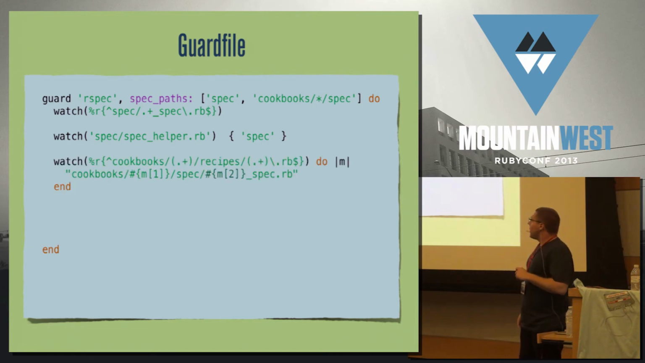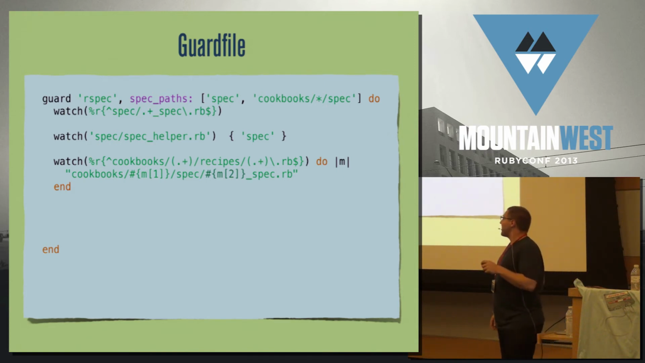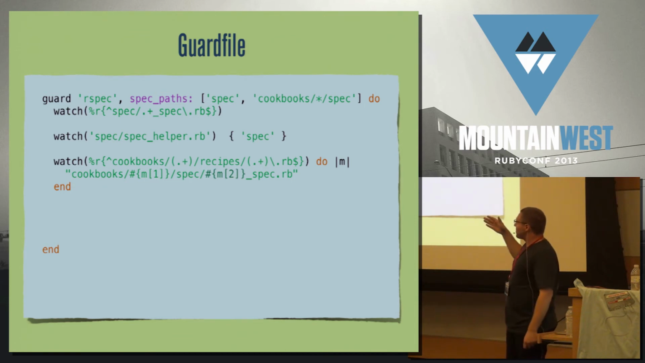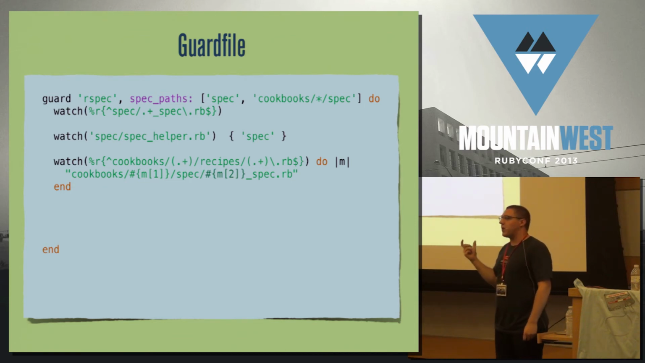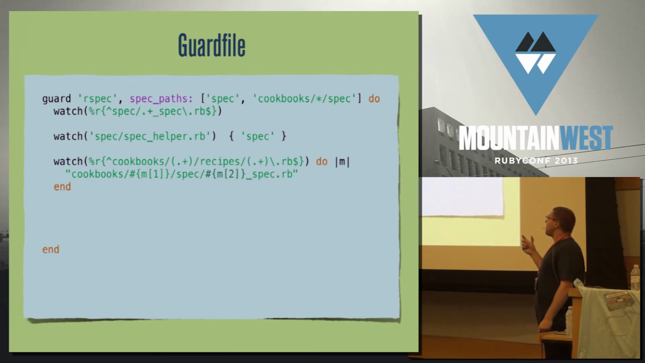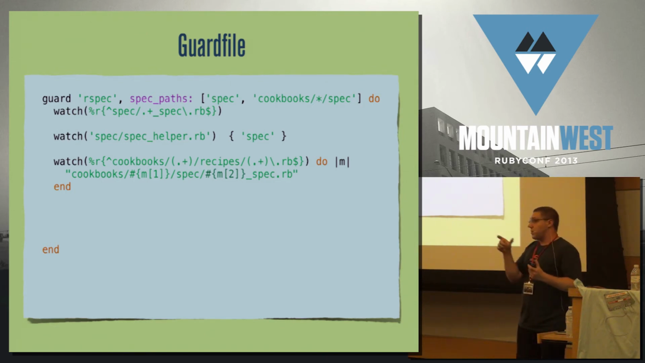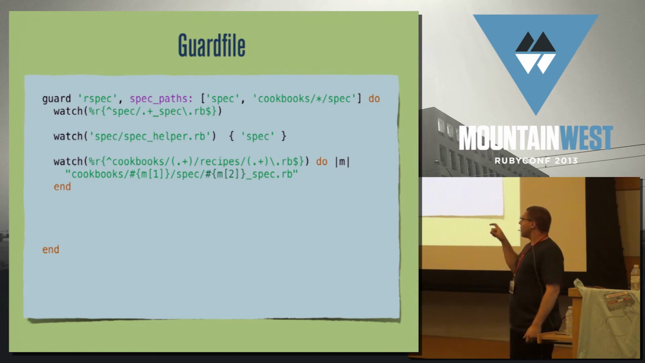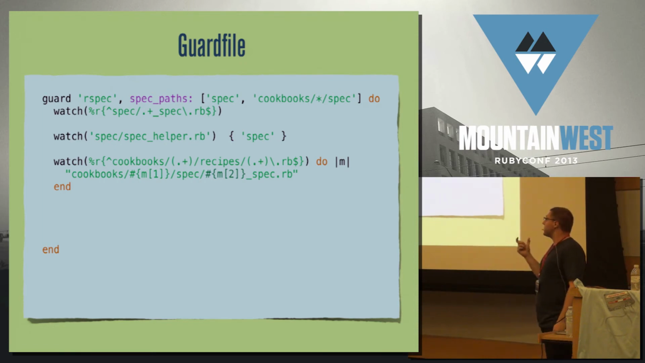The next thing we're going to do is map a specific cookbook to its associated spec. And I'm sorry that this is an ugly regular expression, but it's a regex. So anything in the cookbooks directory, then we're going to capture the name of the cookbook. That's what that first capture is for. And then any recipe, and then the recipe name. So this would be cookbooks, tmux, recipes, default.rb, and we've captured tmux and default. And we're going to run cookbooks, the name of that cookbook, which is tmux, spec, and then the name of that recipe, which was default_spec.rb.